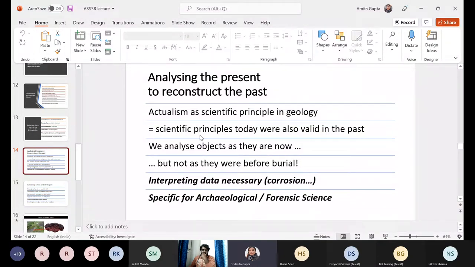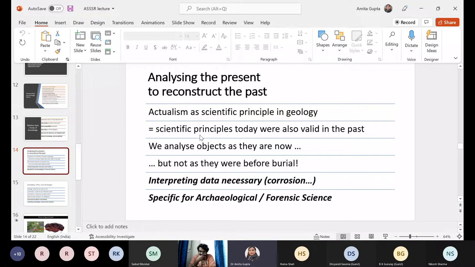But they are not as they were before the burial. If you put something into burial and dig it up after thousands of years, it cannot be in its actual form. So interpreting the data is very necessary. You need to understand why the corrosion happened, why it happened with the metal, and why it happened with the other things.